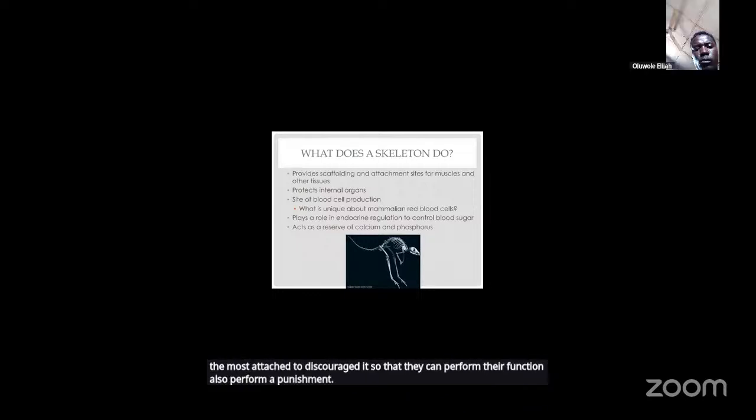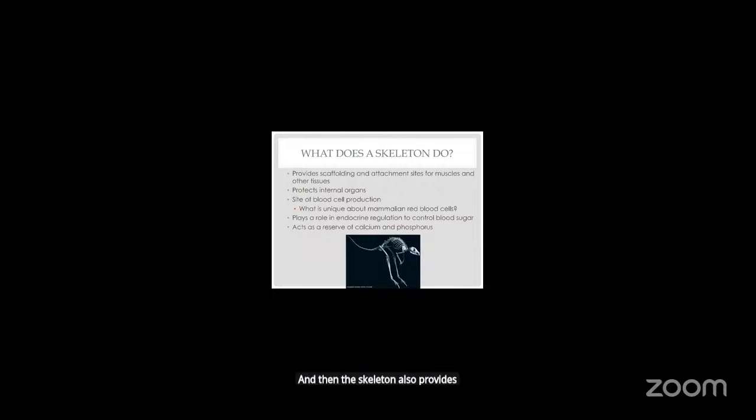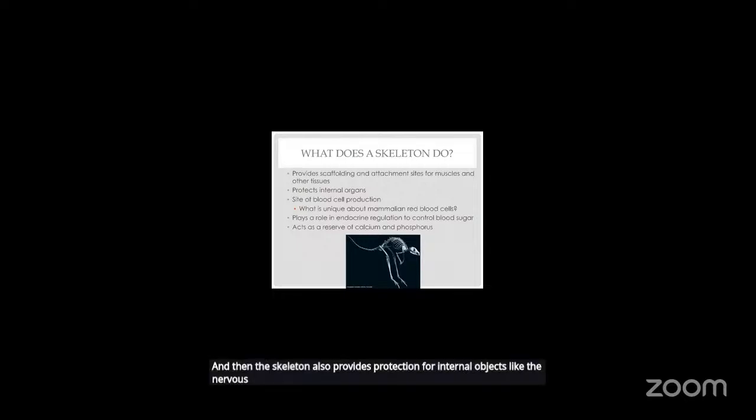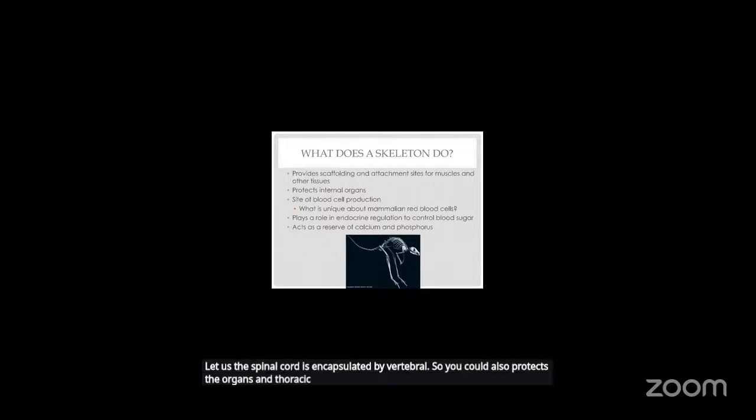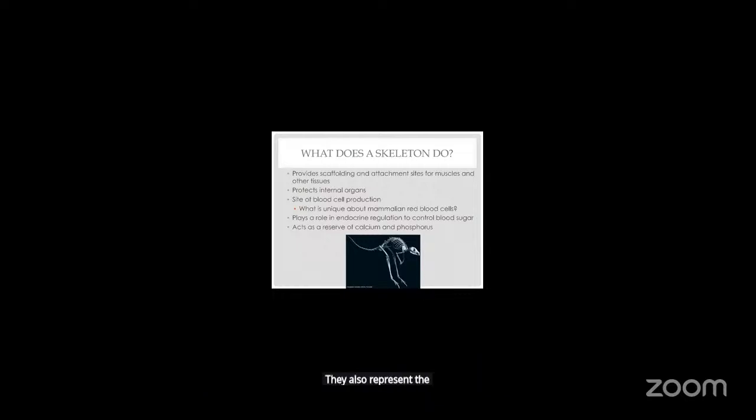The skeleton also provides protection for internal organs, like the nervous system. For instance, the cranium encapsulates the brain, whereas the spinal cord is encapsulated by the vertebral column. The rib cage also protects the organs in the thoracic area, like the heart, the lungs, and so forth. So the skeleton is also protective in nature. And some of the skeleton also represents the site of blood cell production.